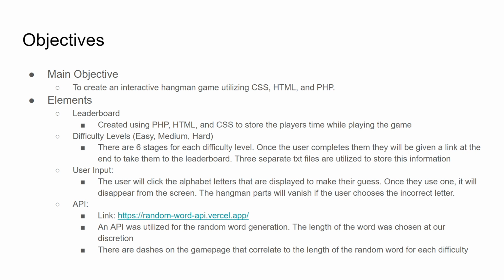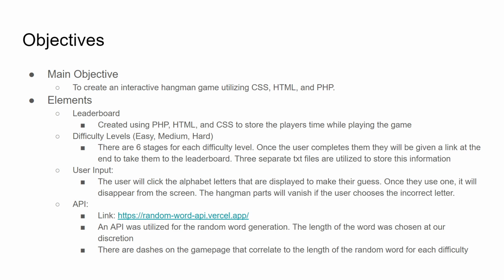For each difficulty level, there are six stages. Once the user completes them, they'll be given a link at the end to take them to the leaderboard. There are three separate TXT files that are utilized to store that information. The user input is that they will click on alphabet letters that are displayed to make their guess. Once they click on one, it will disappear from the screen so they don't get confused and choose it again. And the hangman parts will vanish if the user chooses the incorrect letter.